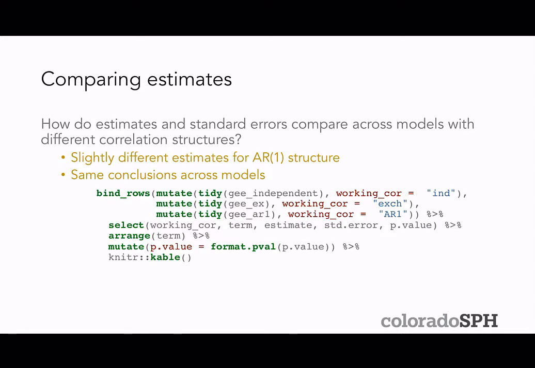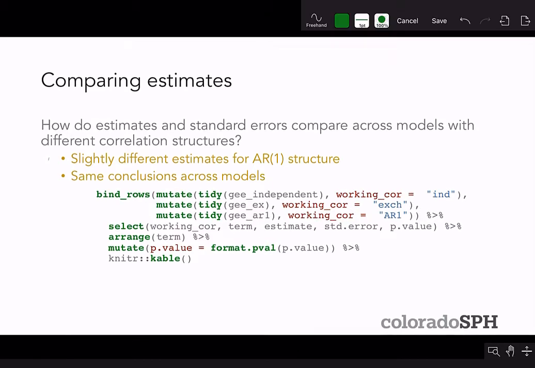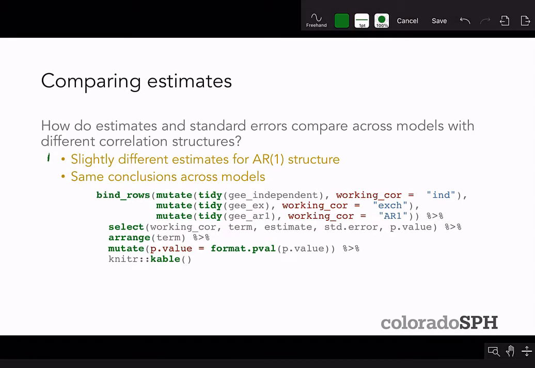So how do the estimates and standard errors compare across these 3 models with 3 different working correlation structures? You'll see those in the next slide, but generally speaking, the estimates are a little different for the AR1 structure than they are for the others. But you're drawing relatively the same conclusions across the models. And this code here is just extracting the coefficients and p-values from each of these different models and printing them out in a nice table.